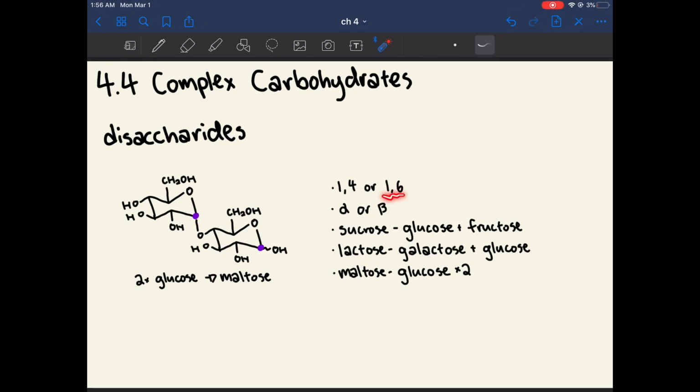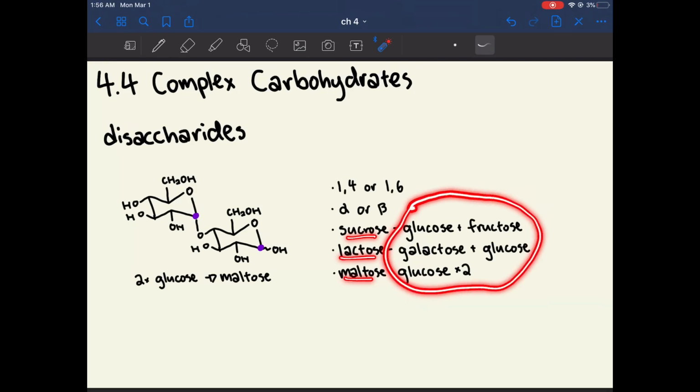You can also have this happen as a 1,6 glycosidic linkage, where 1, 2, 3, 4, 5, 6. So you can also have carbohydrates that are linked by this bond here. And these bonds can also be alpha or beta. The alpha version is important because this is a version that we can digest in our bodies, and the beta version is usually undigestible. Some common disaccharides are sucrose, lactose, and maltose, and these are the monosaccharides that they're formed by. These are the most common disaccharides.